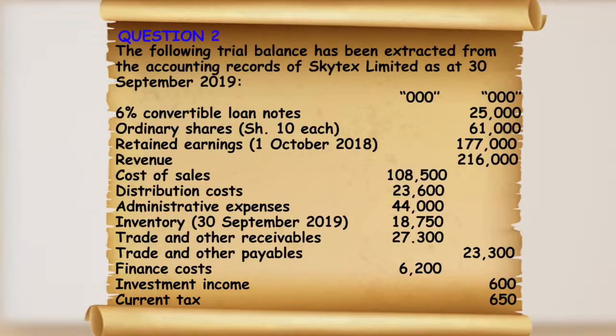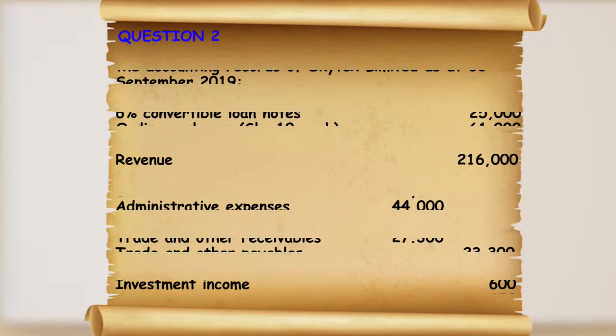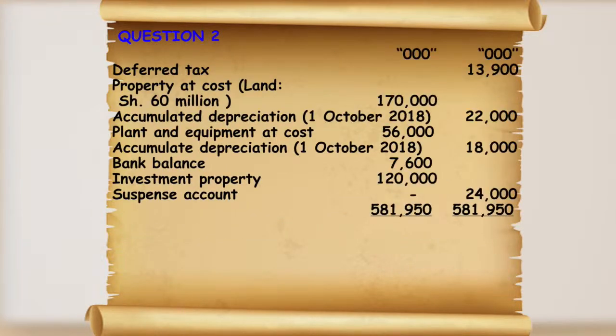You go through the question, it reads: the following trial balance has been extracted from the accounting records of Skytex Limited as at 30th September 2019. So in our case, you're given the trial balance. First of all, we have 6% convertible loan notes, and then we have ordinary shares, retained earnings, revenue, cost of sales, distribution cost, administrative expenses, inventory as at 30th September 2019. We have trade and other receivables, trade and other payables, finance cost, investment income, current tax, deferred tax, property at cost. We have accumulated depreciation on 1st October 2018.